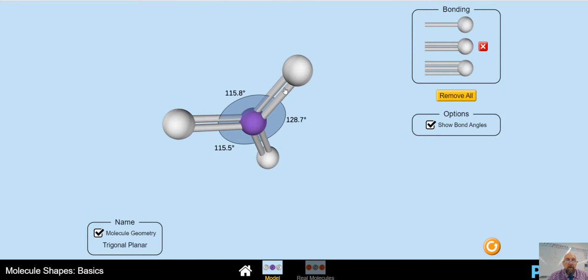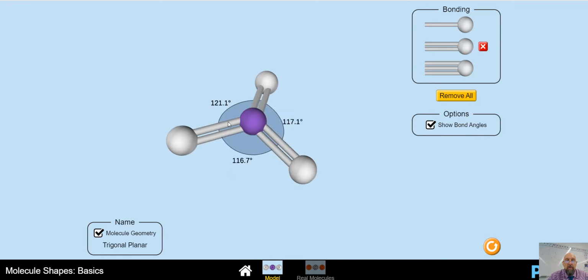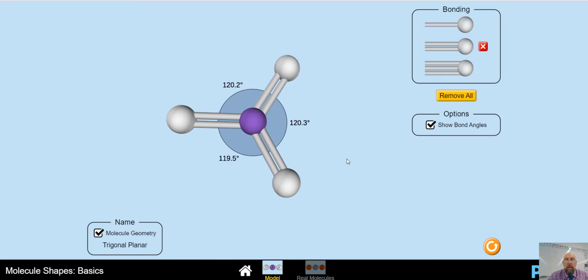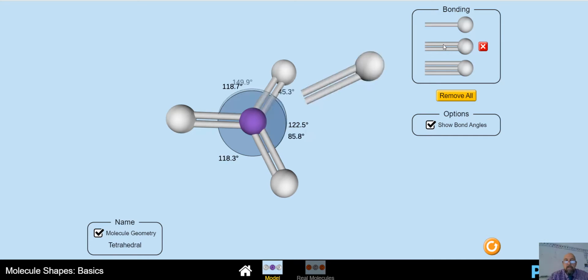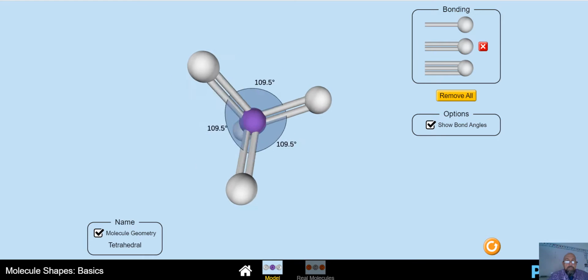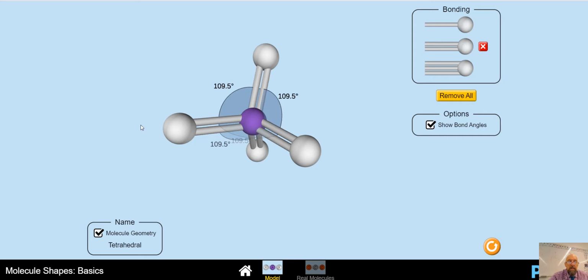Now I can add another double bond, and you can see down the bottom, trigonal planar, and the bond angle's 120. It doesn't matter how I move it. So we've got 1, 2, 3 sets of electrons around that central atom. If we had 4 of them, if it did exist, you'll notice it's the same. I just happen to have 4 double bonds if this molecule existed. And again, same structure, tetrahedral, because it's based on 4 around the central atom.